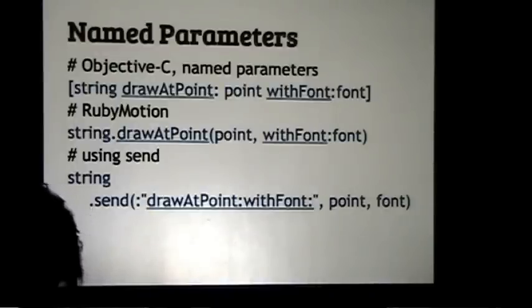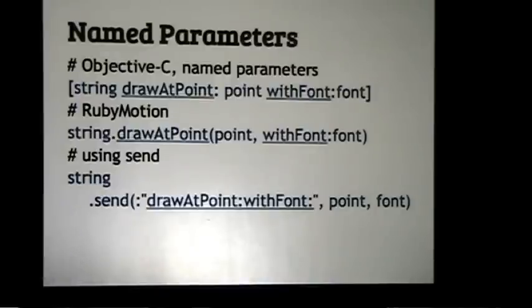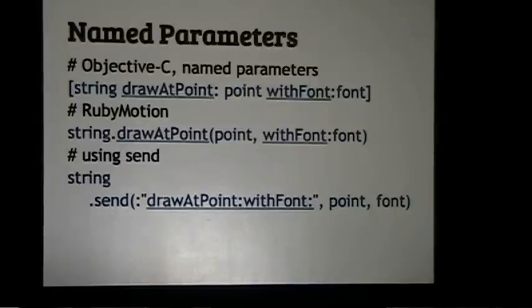And this is a re-implementation of Ruby, so I'm not sure how it works, but if you define a method called draw at point and you do this thing, RubyMotion won't be confused. I'm not sure how it does it though.